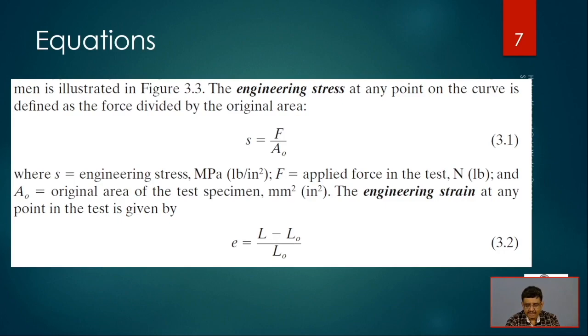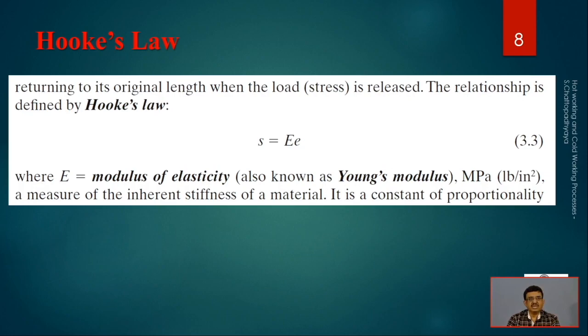And Hooke's law. Hooke's law relationship is defined so that E is equal to the modulus of elasticity, also known as Young's modulus, a measure of inherent stiffness, where stress is proportional to strain, and the proportionality constant is the modulus of elasticity, which is known as Young's modulus.